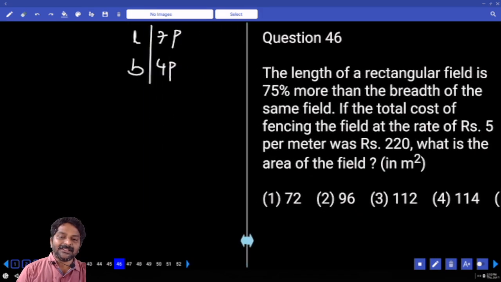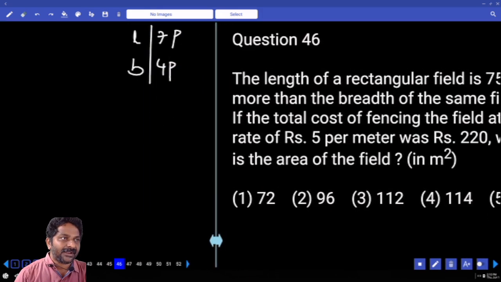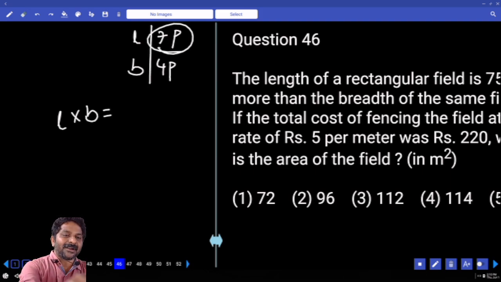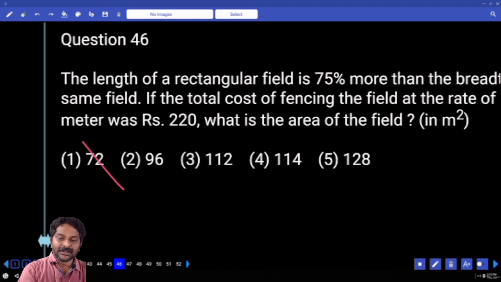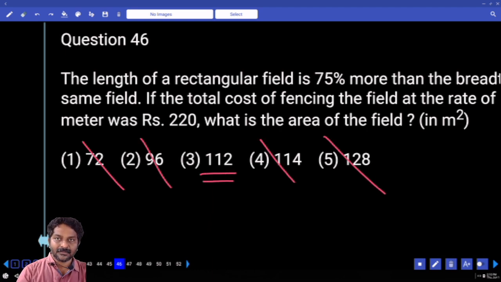So, you know that length and breadth are in the ratio 7:4, right? Area of the rectangle in the sense length into breadth, right? Length is 7 parts, so it should be a 7 multiple. First option, second, third, fourth, fifth.